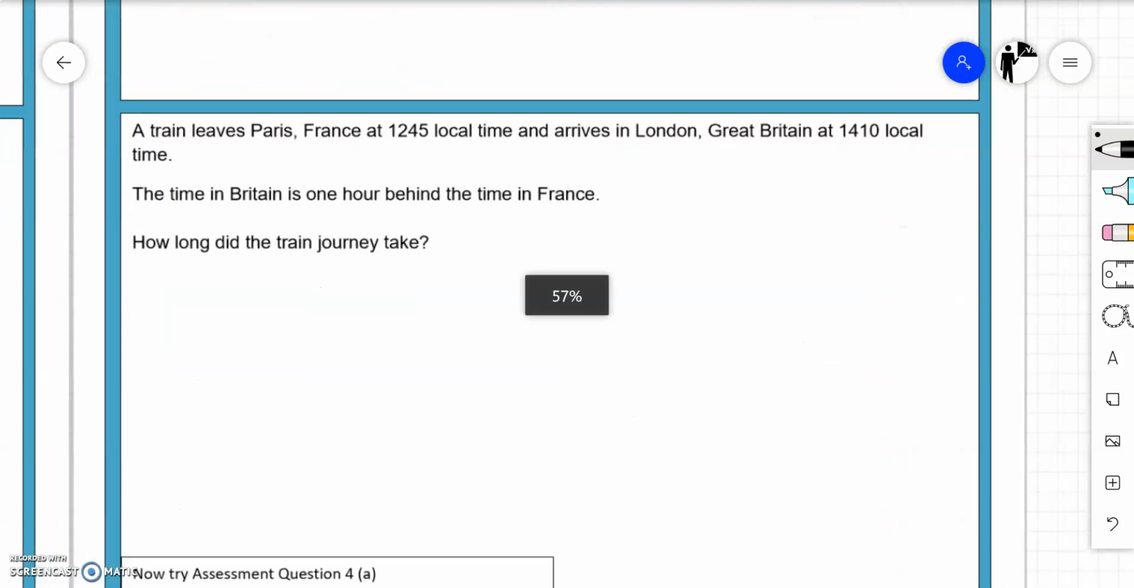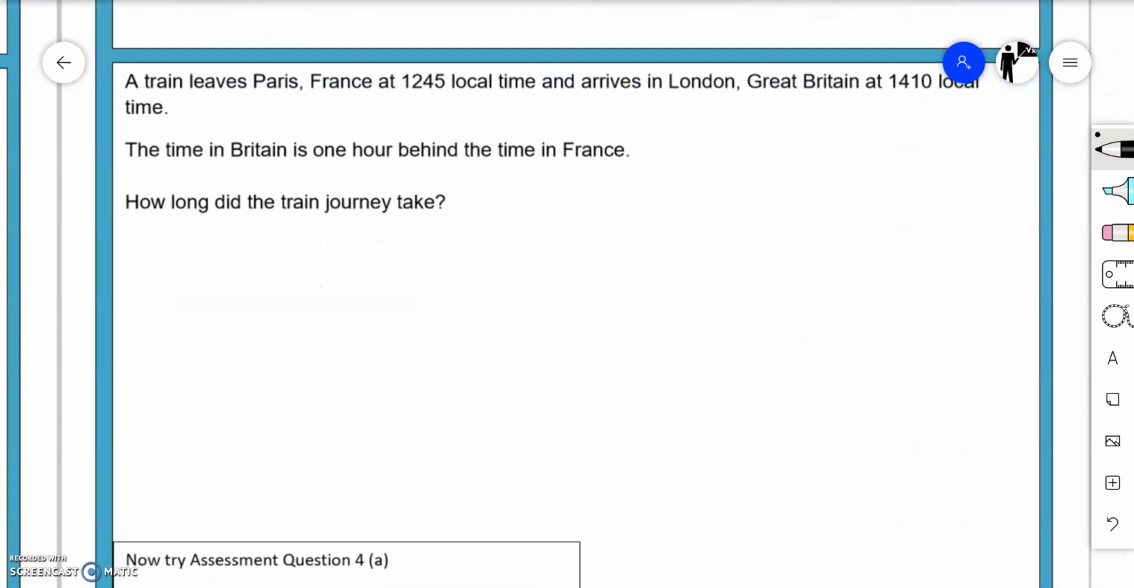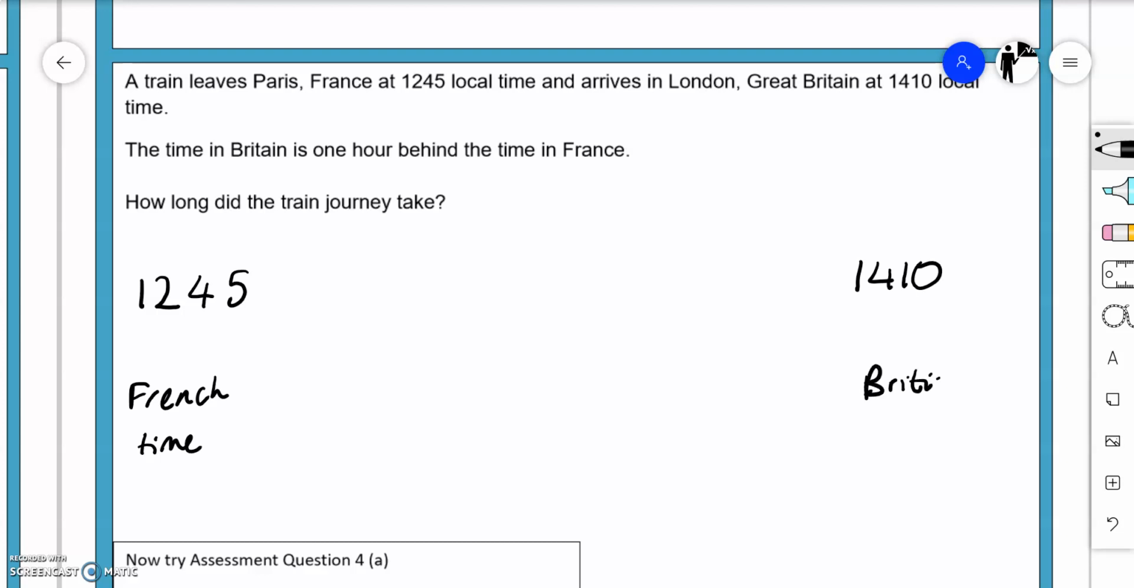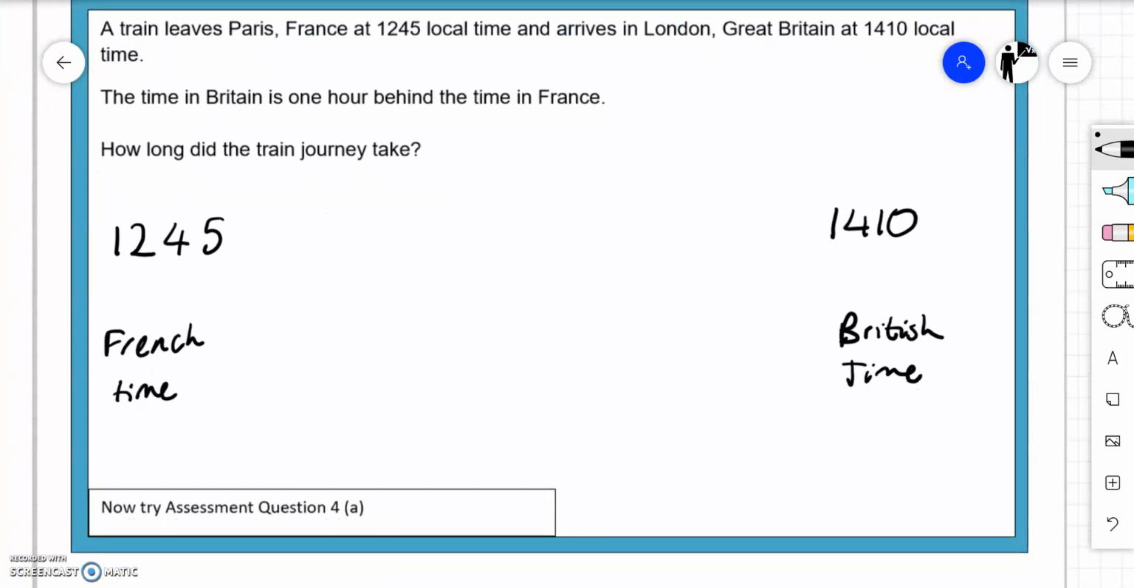One final one. A train leaves Paris, France at 12:45 local time. So once again, we'll say this is French time. And arrives in London at 2:10, and this is British time. The time in Britain is 1 hour behind the time in France. How long did the journey take?